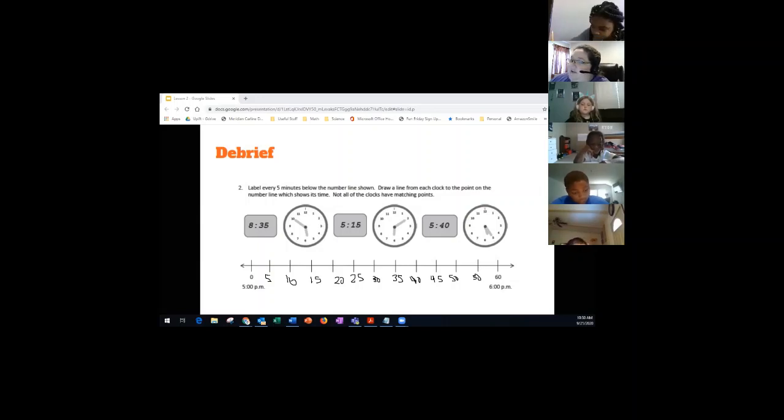Draw a line from each clock to the point on the number line which shows its time. Not all the clocks have matching points. All right, so 8:35. Are we able to show 8:35 on this time number line? No, because this time is between 5 and 6. There is no 8 on here, okay? The next one says 5:15. Can we show this time on the number line? Yes, because it's between 5 and 6.